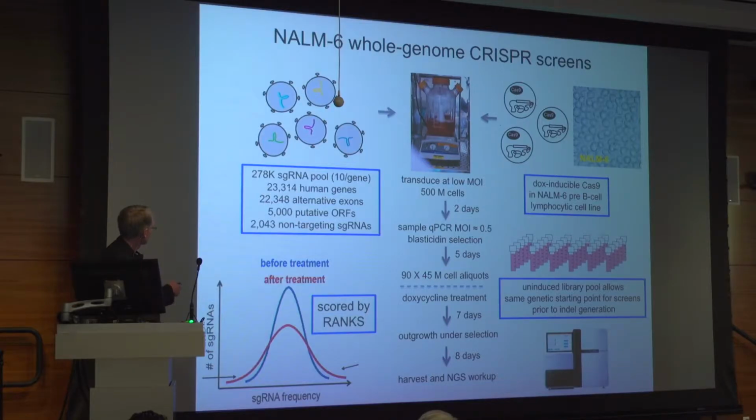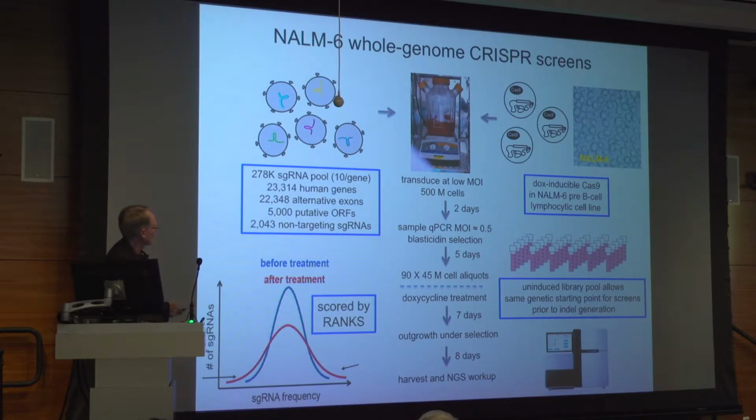Okay, so that's by way of a bit of a long-winded introduction. All of the data I'm going to show you is using our own CRISPR libraries built that correspond to all RefSeq genes in human cells, but also all of the alternatively spliced exons we could identify, about 5,000 putative ORFs for which there's really very little information that these have any function whatsoever, as well as 2,000 non-targeting sgRNA controls.